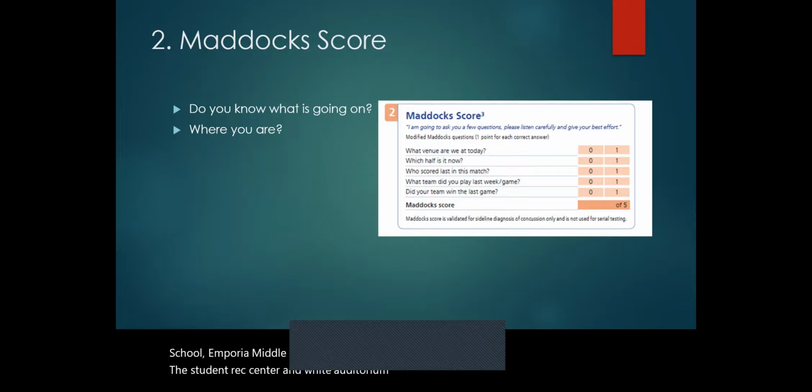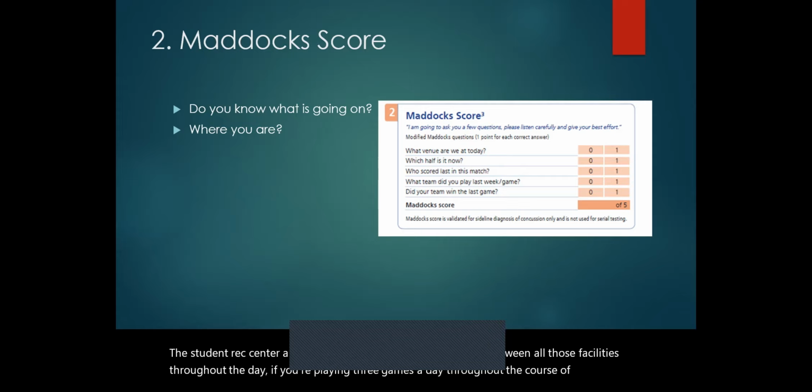If you're just between all those facilities throughout the day, if you're playing 3 games a day throughout the course of the weekend, and I say, hey, what facility are you at right now? You genuinely might not know the answer, even though you don't have any cognitive deficits, right? So just take that with a grain of salt when you're asking those questions.